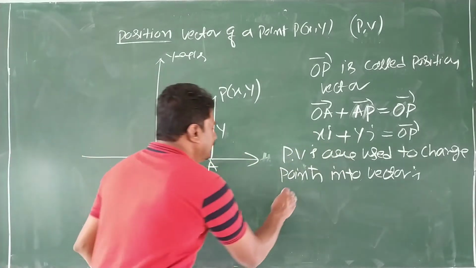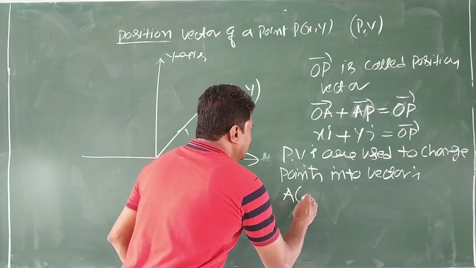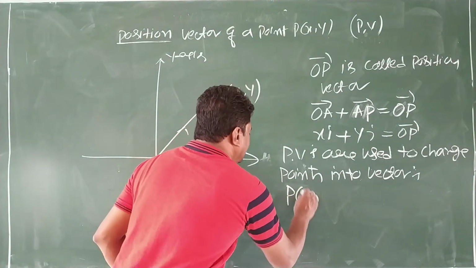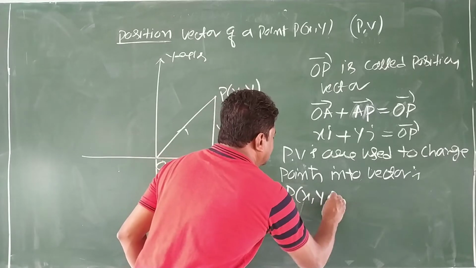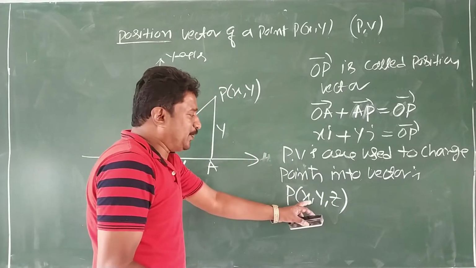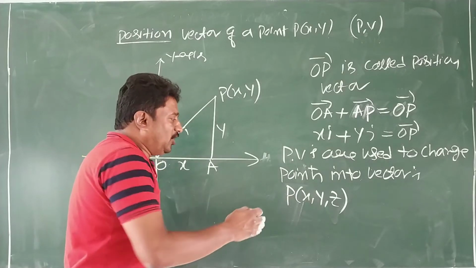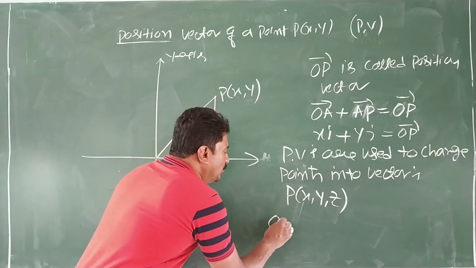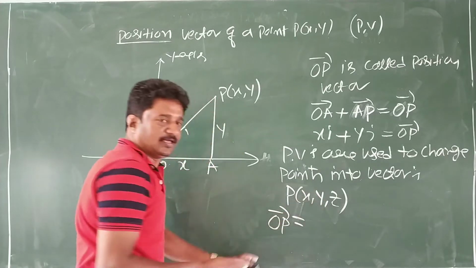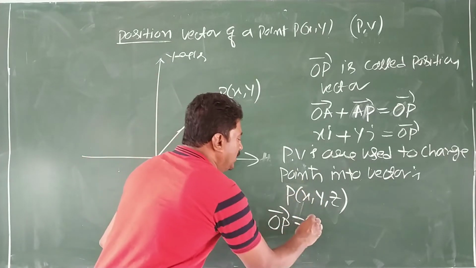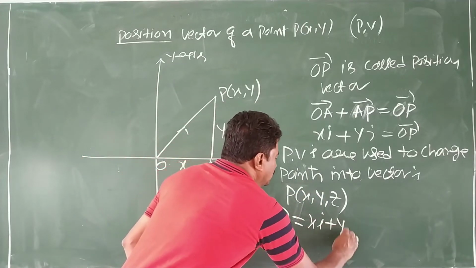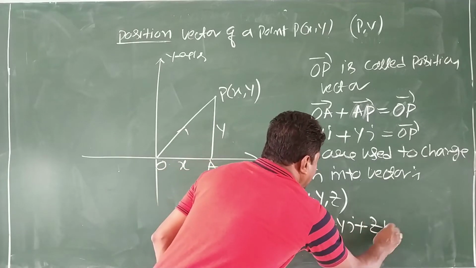For example, P(x, y, z). This point in 3D can be changed into a vector. How do you change a point into a vector? Using the position vector. You use OP. Tell me how much is OP? xi plus yj plus zk.